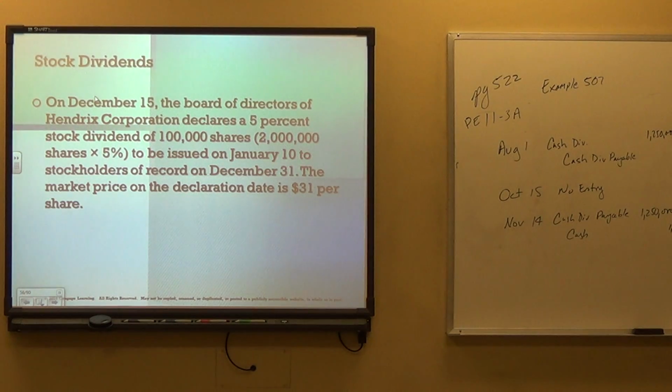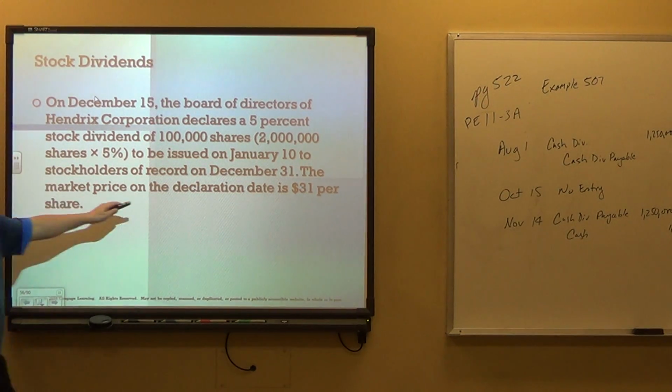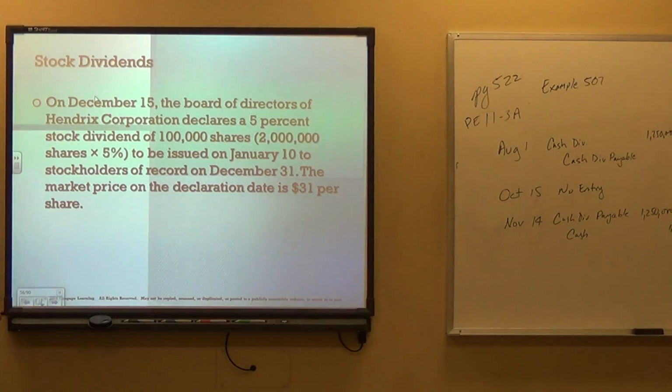So on December 15th, the board of directors of Hendrix Corporation declared a 5% stock dividend of 100,000 shares. So 100,000 shares will be issued out there. These are the dates: January 10th, December 31st is the date of record, and this is the date of declaration. And the market price at the declaration is $31 a share.